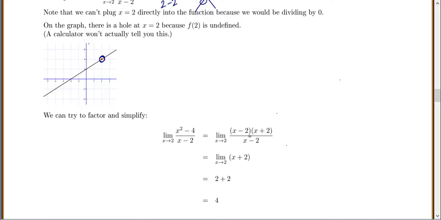x squared minus 4 factors to x minus 2 times x plus 2. Then those x minus 2's cancel, and we're just left with x plus 2. You can plug 2 in now, so plug in a 2 for your x, and you get 2 plus 2 is 4. So that's your limit.